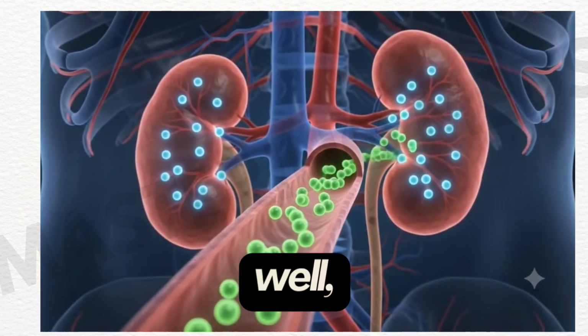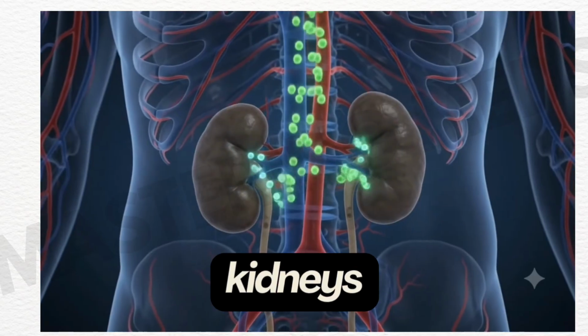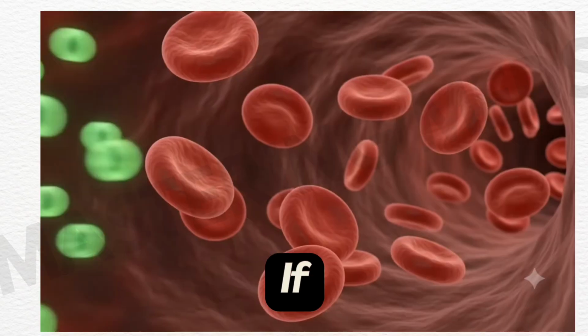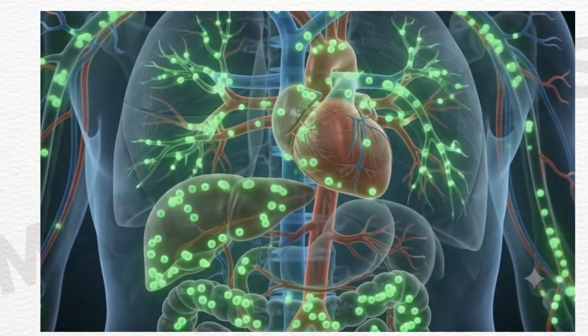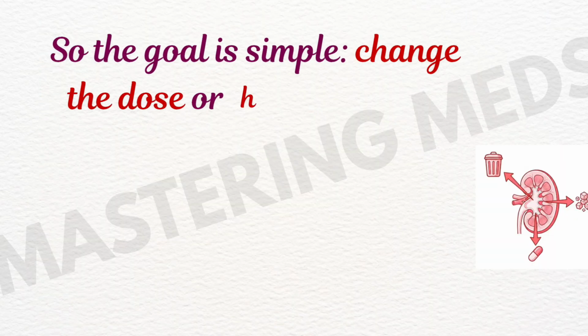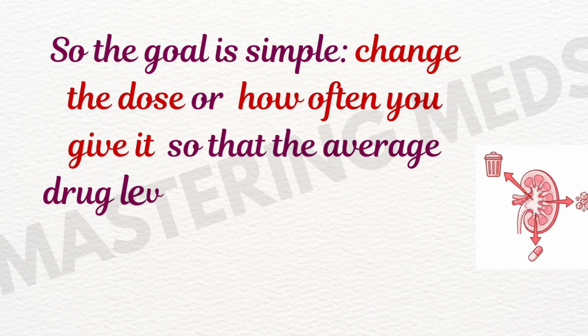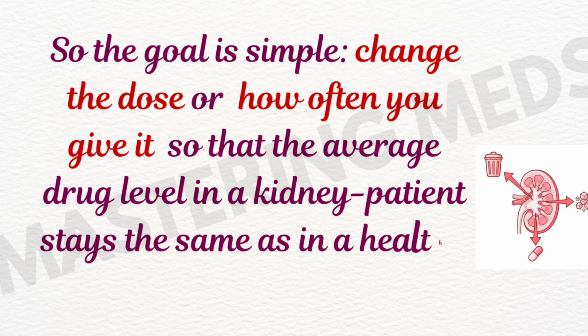When kidneys aren't working well, drugs that are cleared by the kidneys stay in the body longer. If you keep giving the normal dose, the drug builds up and can become toxic. So the goal is simple. Change the dose, or how often you give it, so that the average drug level in a kidney patient stays the same as in a healthy person.